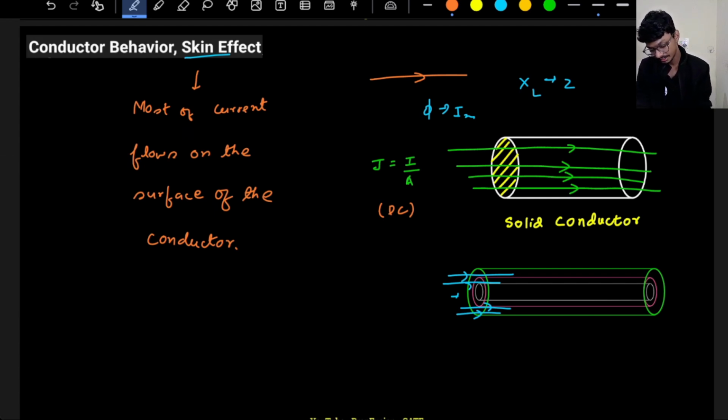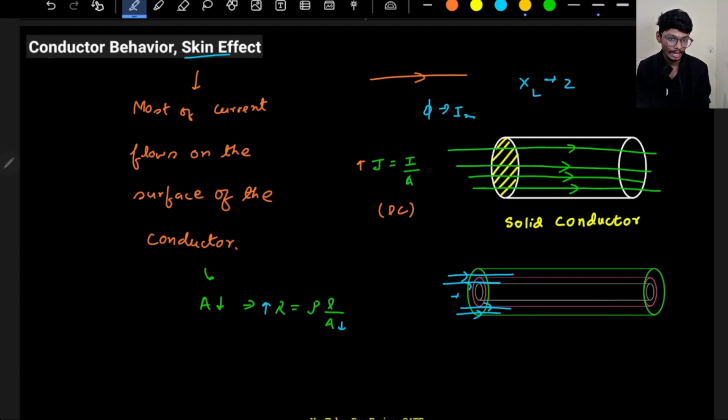this is a problem, right? Current density increases. So effectively the usable area of the conductor reduces. If the usable area of the conductor reduces, what is my resistance? Resistance is rho L upon A. So if A reduces, resistance will increase. So if resistance increases, is it good or bad?